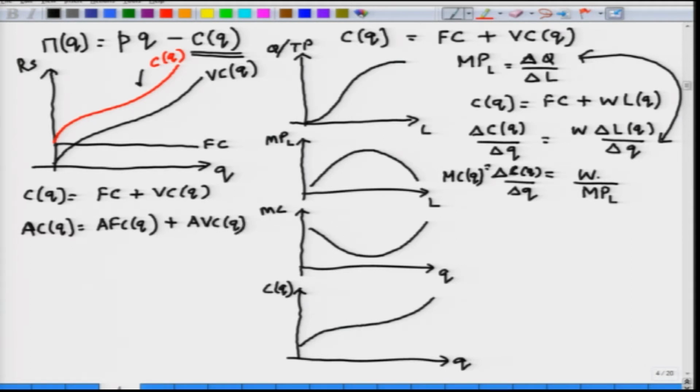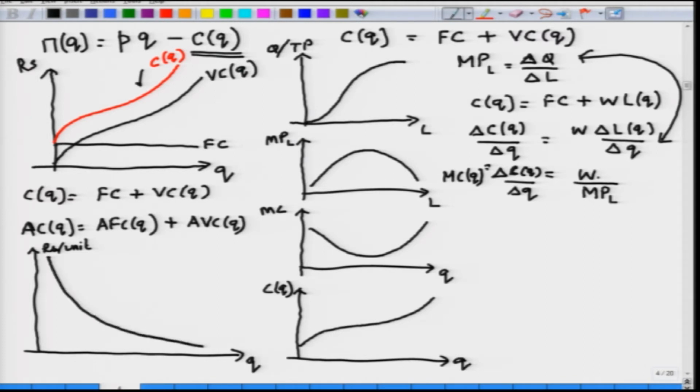So, what do these curves look like? Let us start with the average fixed cost curve. Since we are measuring the average cost, average fixed cost and the average variable cost, all of those are going to be measured in, let us say, rupees per unit. Right. So, I have a fixed cost and I am dividing it by Q. So, my average fixed cost curve looks somewhat like this. As Q goes to infinity, my average fixed cost tends to 0.